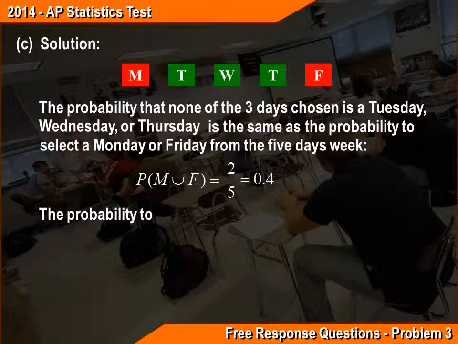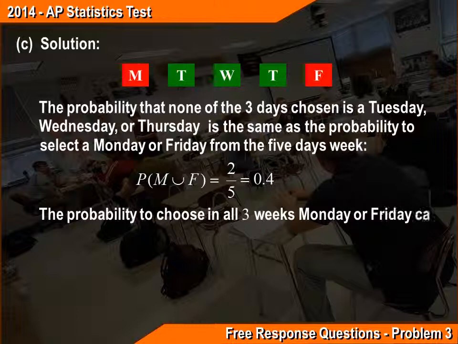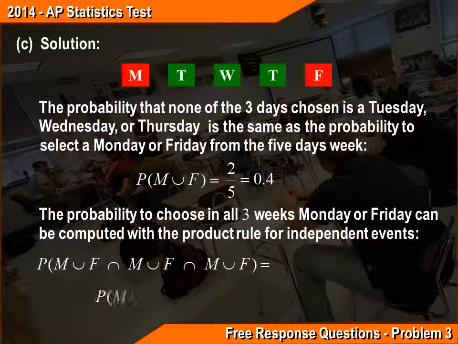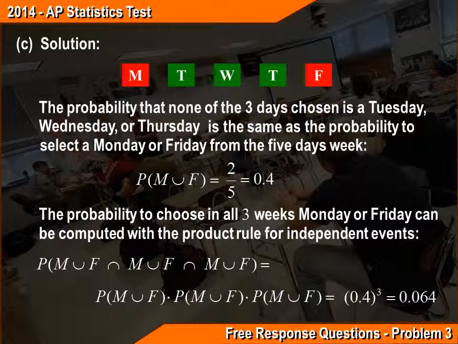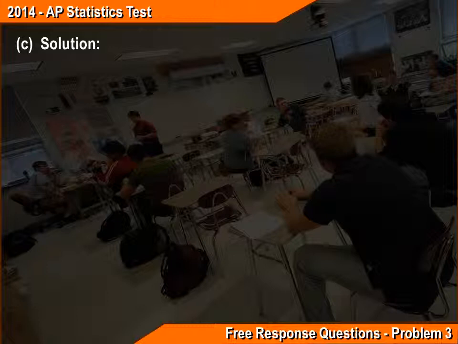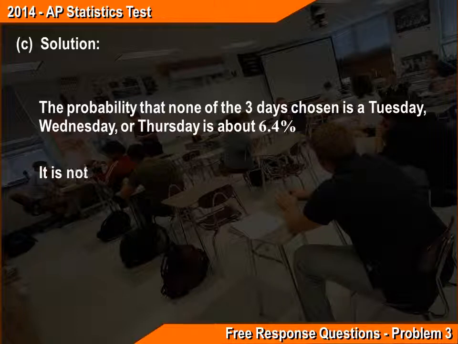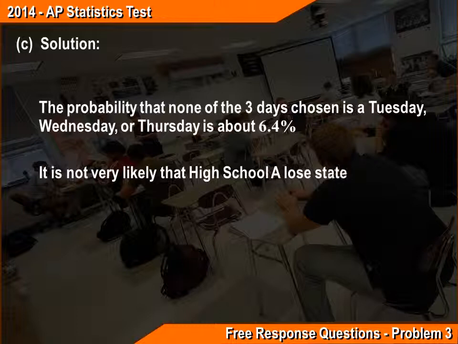The probability to choose in all 3 weeks Monday or Friday can be computed with the product rule for independent events. And in this case, the product of these 3 probabilities is going to be 0.064. Then, the probability that none of these 3 days chosen is a Tuesday, Wednesday, or Thursday is about 6.4%. In conclusion, it is not very likely that High School A loses state funding if attendance is taken during 3 different days.